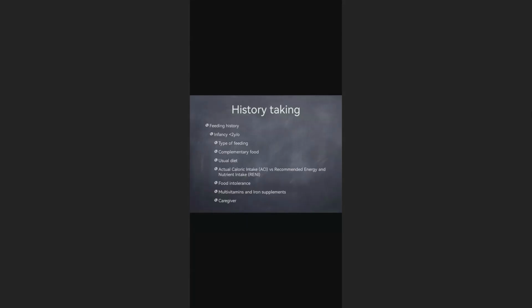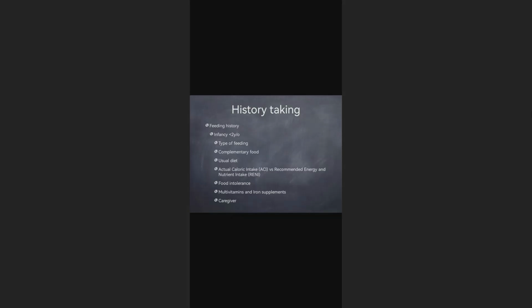So gestational, birth, and neonatal histories are pertinent for patients less than 2 years of age, and if it is related to the illness for older children. So feeding history is also important, especially in less than 2 years old, because we are dealing with malnutrition most of the time. We always ask for type of feeding, the complementary food, the usual diet.